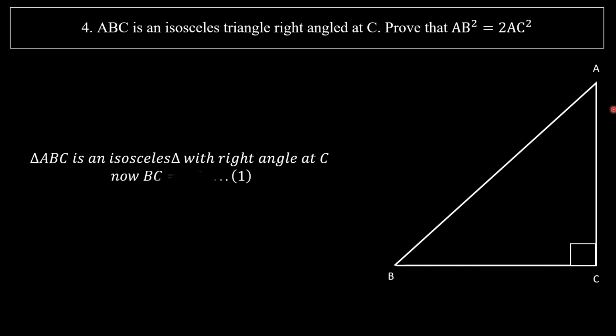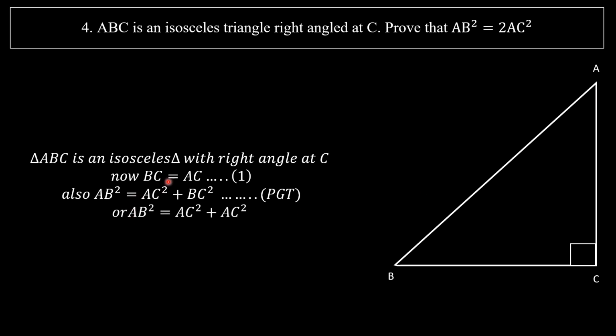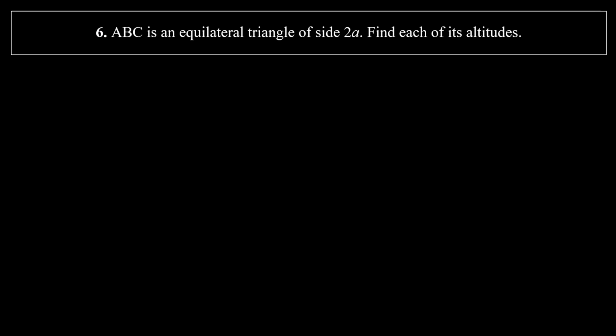By Pythagoras theorem in right triangle, this hypotenuse square AB square is equal to AC square plus BC square. Okay, now we are given that BC and AC are equal, so we need twice of AC. So we'll replace this BC by AC and we get AB square is equal to AC square plus AC square, that is AB square is equal to twice of AC square. Hence it is proved, right? Okay, sixth question.